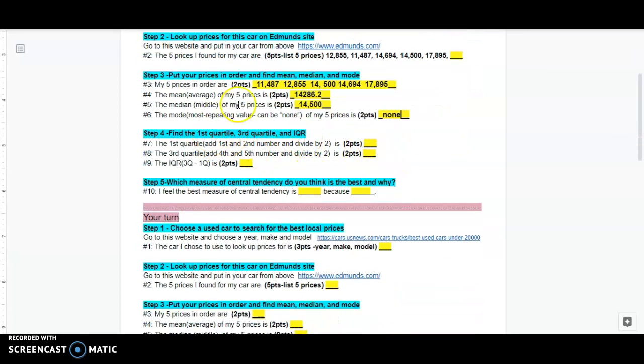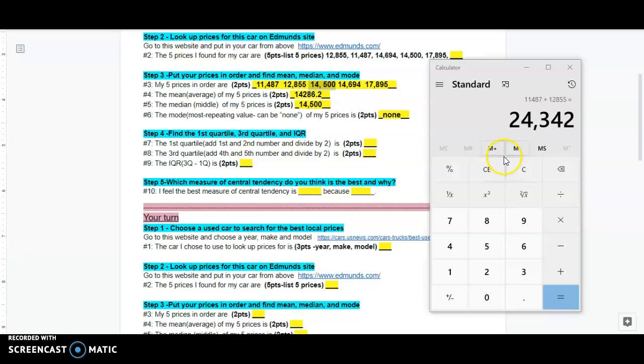Okay, so what's the first quartile? Well, if this is my middle right here, then the first quartile would be the middle of the first half, which is right here. Then to find the middle of the first half, I'm just going to take these two numbers and divide by 2. So I'm going to stop the video for a minute and do that. You can see I added those two numbers and I'm going to divide by 2.